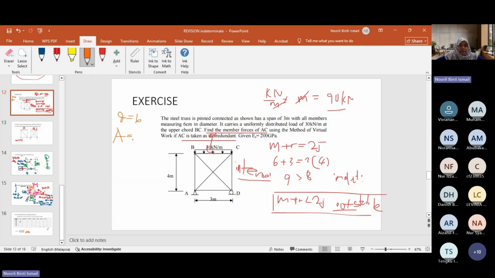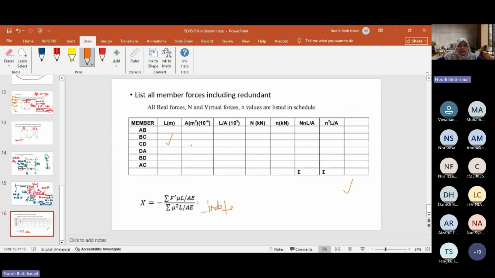Pi R power of 2. So it will be pi times 3 power of 2, and you get A. Now you will get A. But this one is in unit centimeter, so you change the unit to meter. Now you already find A.